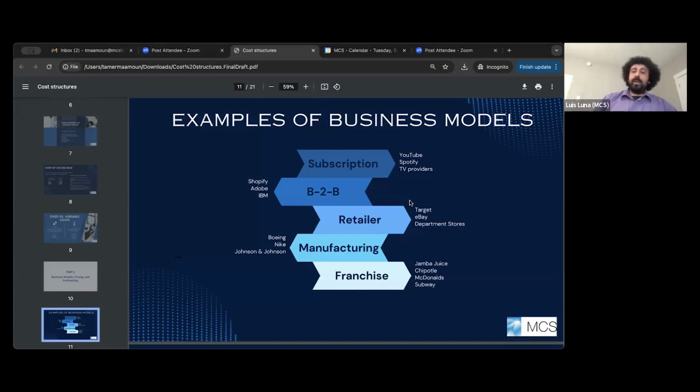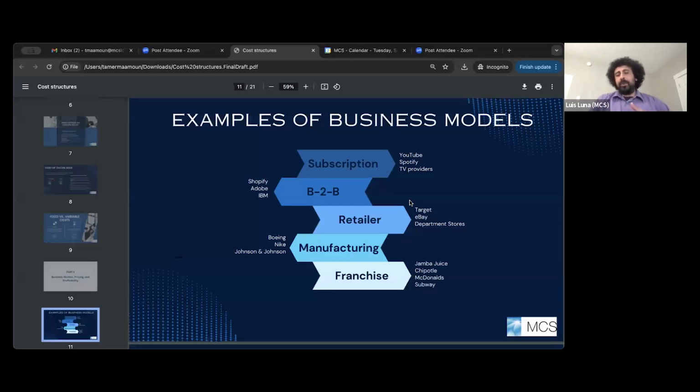And for retailers, they buy from wholesalers and manufacturers, and they sell at a markup. So your department stores, Target, eBay. Manufacturing, they are the ones that take raw materials and create the product to sell. They can either sell to wholesalers or to retailers or directly to the customers.